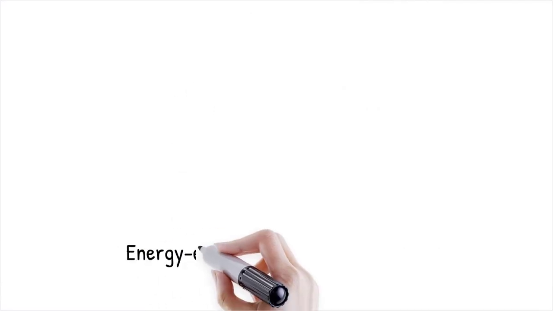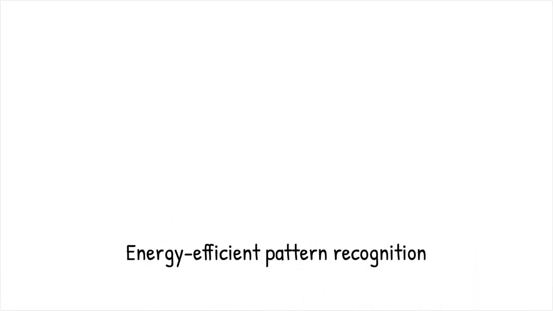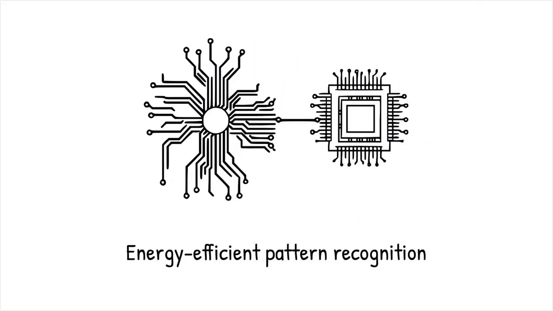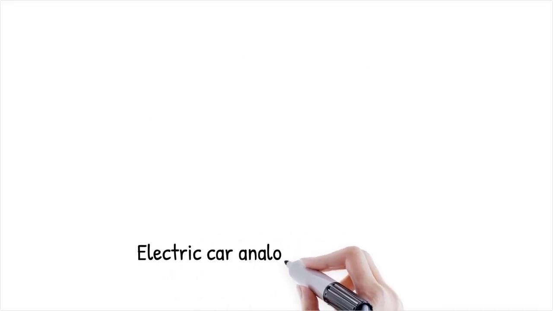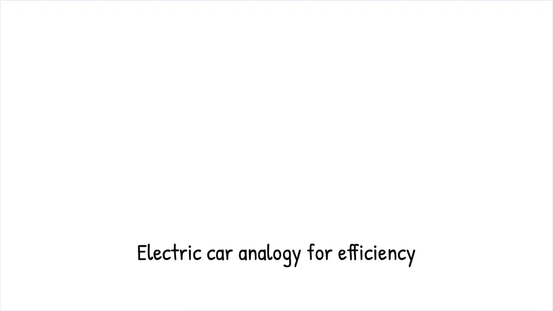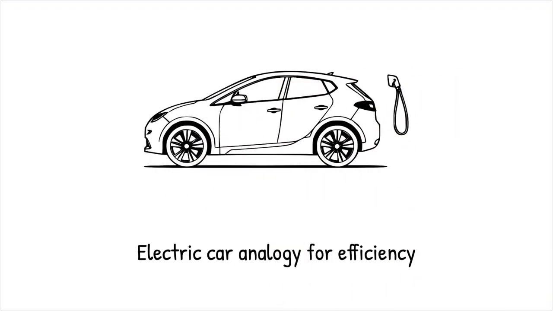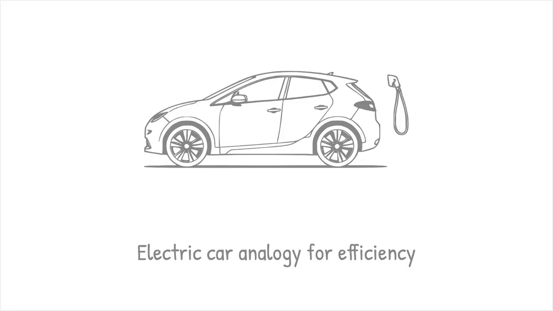A fluid-based neuromorphic circuit may operate with orders of magnitude less energy than traditional microprocessors when performing complex pattern recognition tasks. It's like comparing a fuel-efficient electric car that uses minimal energy to drive long distances with a traditional gas-powered car that consumes much more fuel.